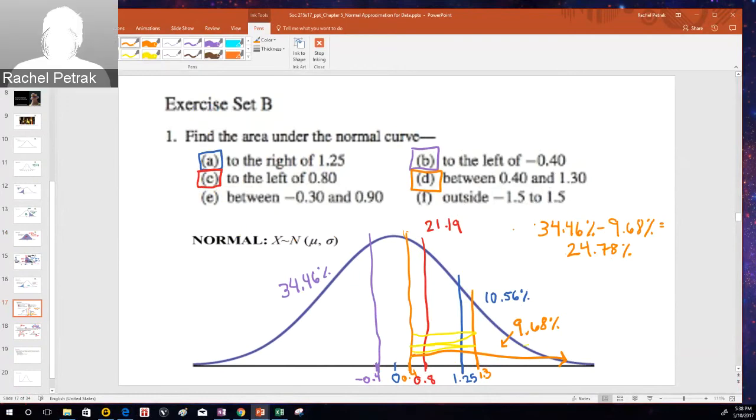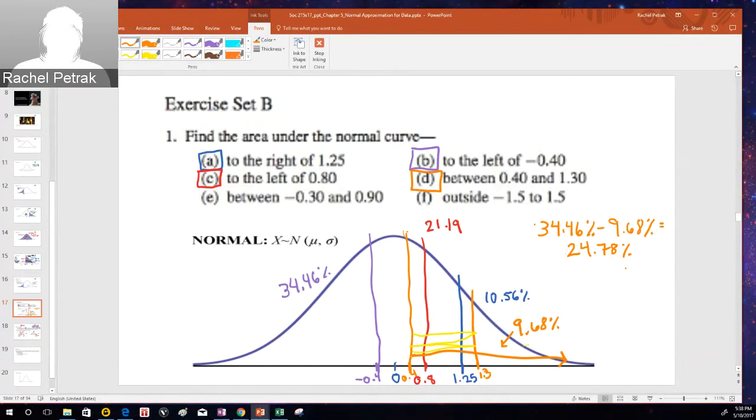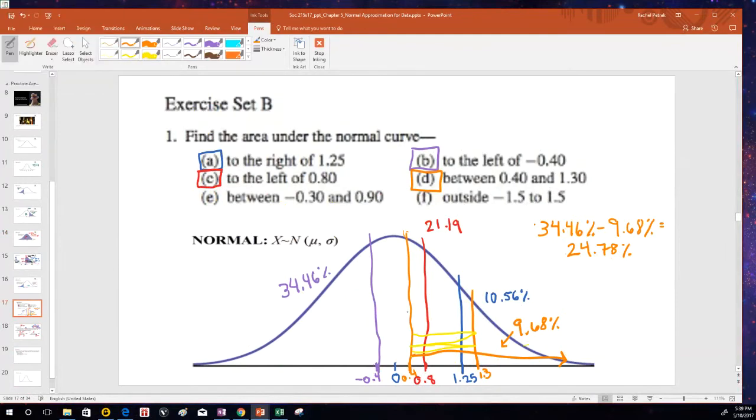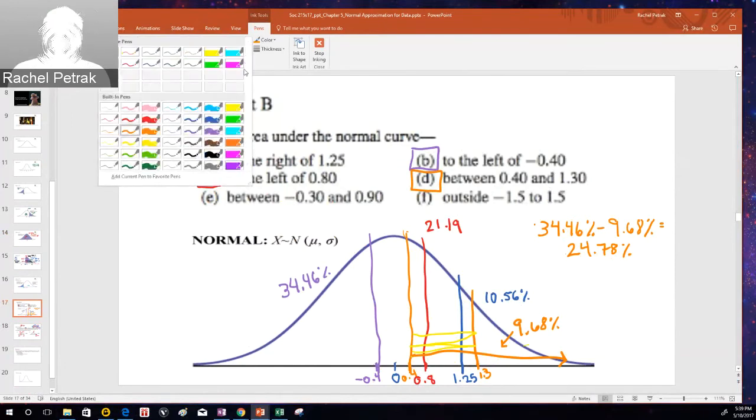Does everybody see how I found this percent before I move on to E, this proportion here? Okay, good. Oftentimes people find this really tricky, and you really do need to do all of these different things in various applications later. So we have two more left. We have this E here, where we can find the proportion between negative 0.3 and 0.9.